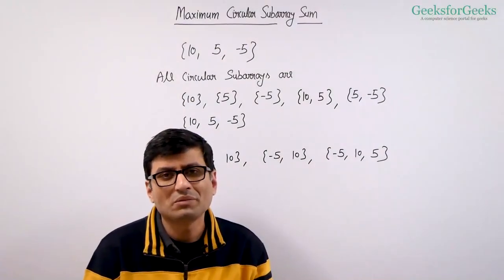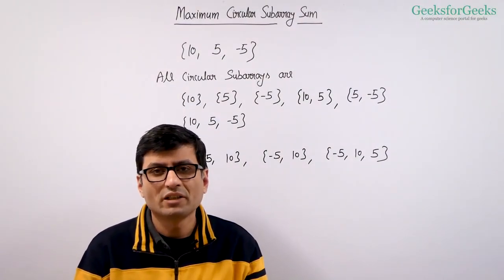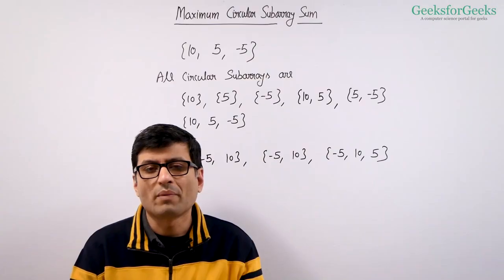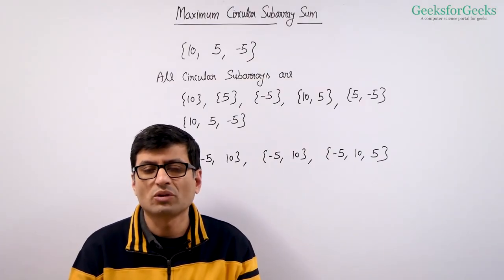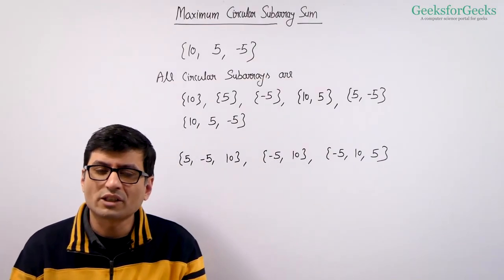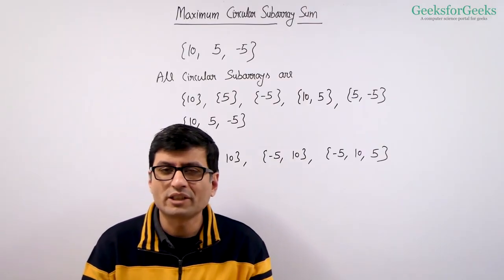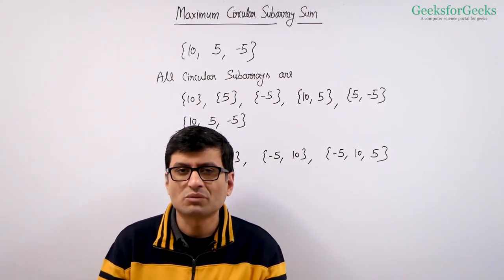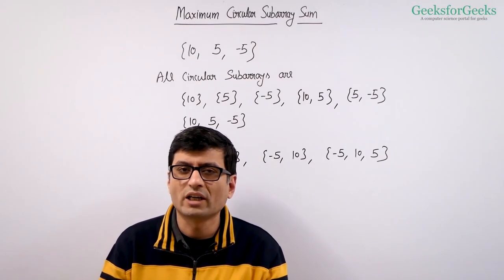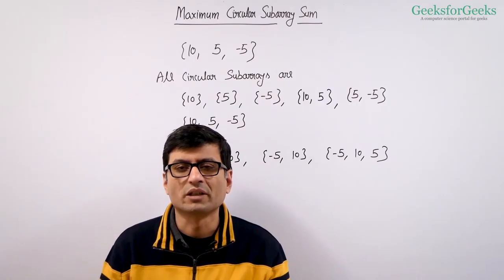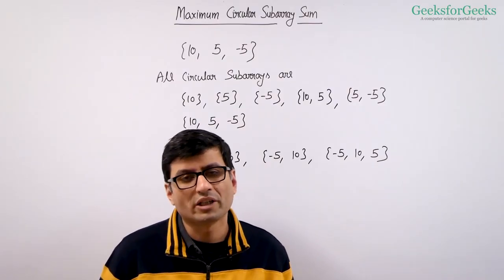Let us see this problem. We are given an integer array. We need to find out the maximum sum of a circular subarray. A circular subarray includes normal subarrays, and also the subarrays which are formed by connecting the last element back to the first element. Let's see this example to get a better idea.